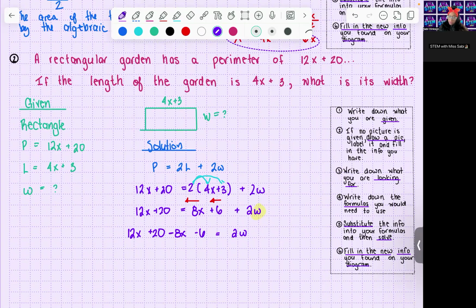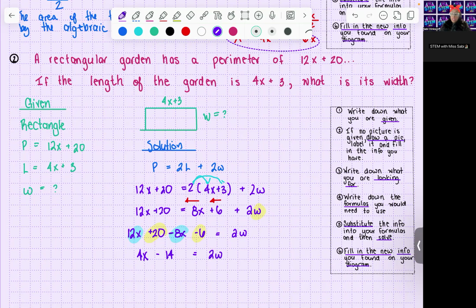Okay, so I'm going to see if I can simplify some things first. Is there anything I can combine? Certainly there is. So 12x minus 8x is 4x. 20 minus 6 is 14. Right? And then I have is equal to 2w.